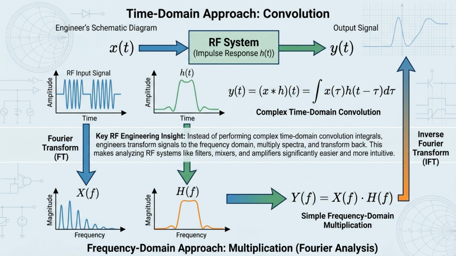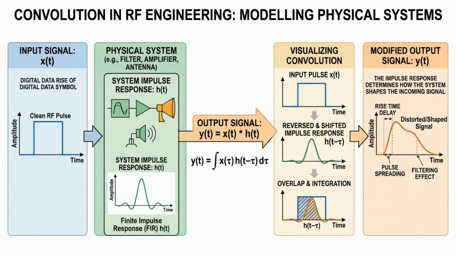This means that instead of computing complex time domain overlap integrals, engineers can transform signals into frequency domain, multiply their spectra, and transform back to obtain the output. This is one of the core reasons Fourier analysis is so important in RF engineering. This relationship also explains why filtering is easier in frequency domain. A filter's effect becomes a simple multiplication of frequency components, making system design and analysis much more intuitive and efficient.